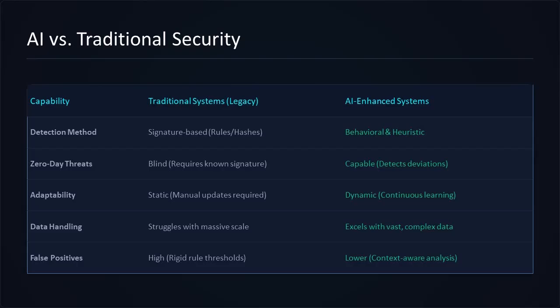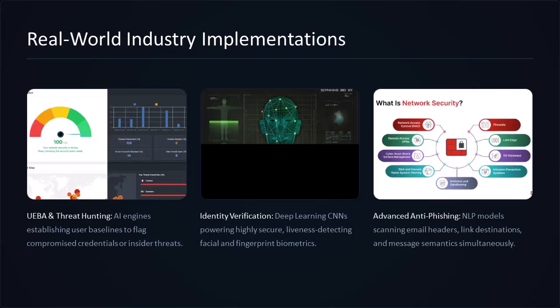AI versus traditional security. UBA and threat hunting. AI engines establishing user baselines to flag compromised credentials or insider threats. Identity verification. Deep learning CNNs powering highly secure, liveness detecting facial and fingerprint biometrics. Advanced anti-phishing. NLP models scanning email headers, link destinations, and message semantics simultaneously. Real-world industry implementations.